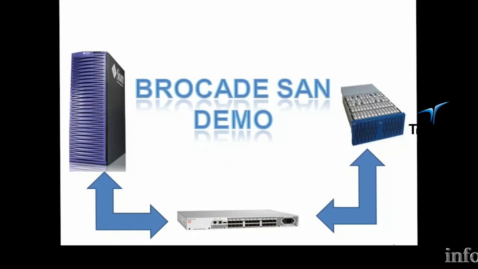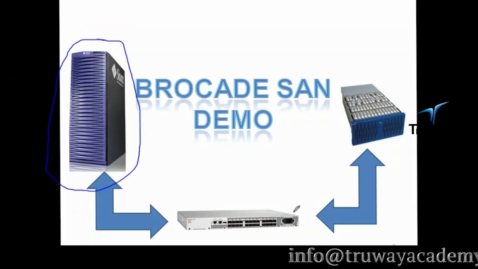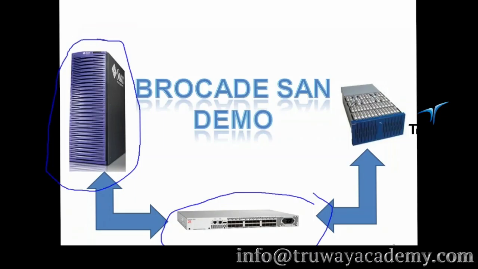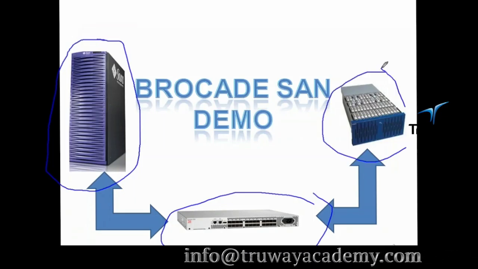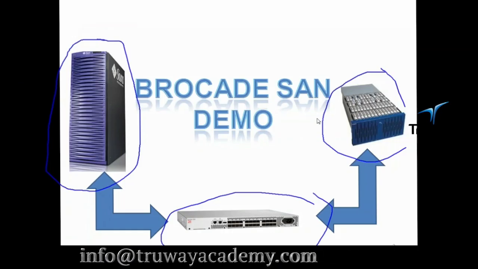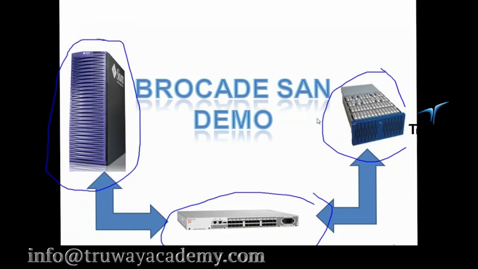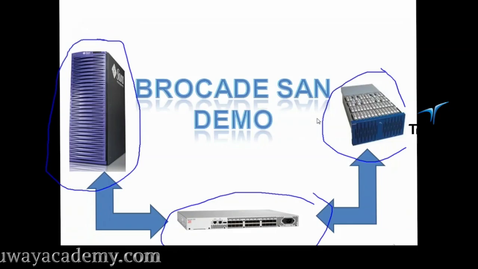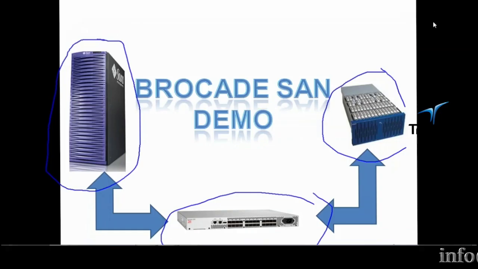Okay, in Brocade SAN admin, these are the three components included in a SAN. One is a server, next is a switch, and third is a storage. All three are essential to form a SAN network. Specifically, the switch is a very essential component, so we will talk about switching basics and the importance of the switch. Let's talk about it.